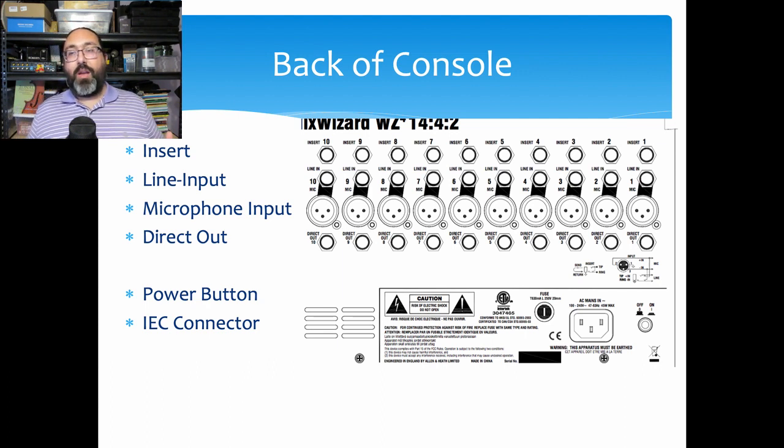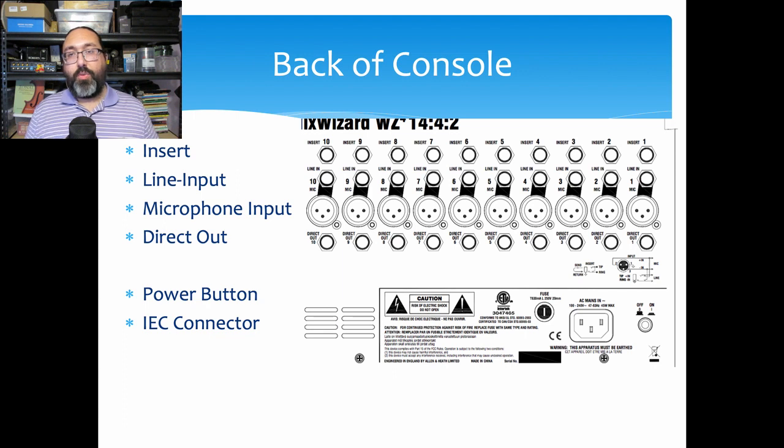Below this is our microphone input, and as it sounds, this is where we will plug in our microphone level signals. So the SM58s that we would normally have for class, this is where we would plug it in. And that last 1/4-inch jack is for our direct out.